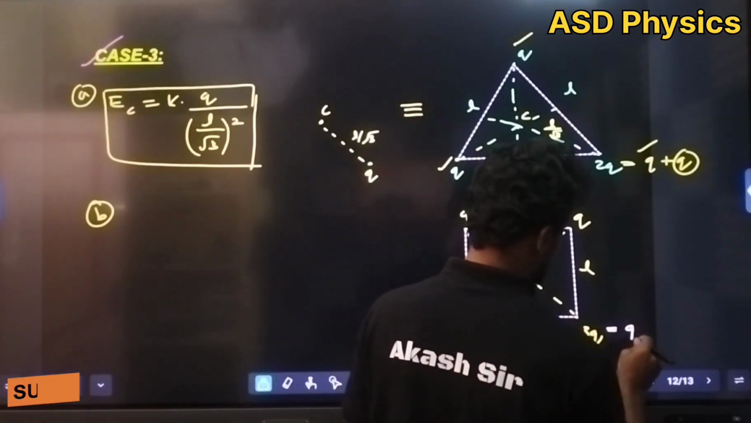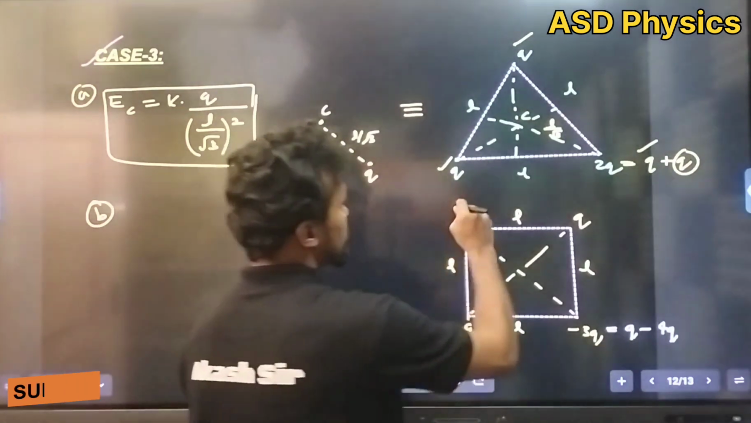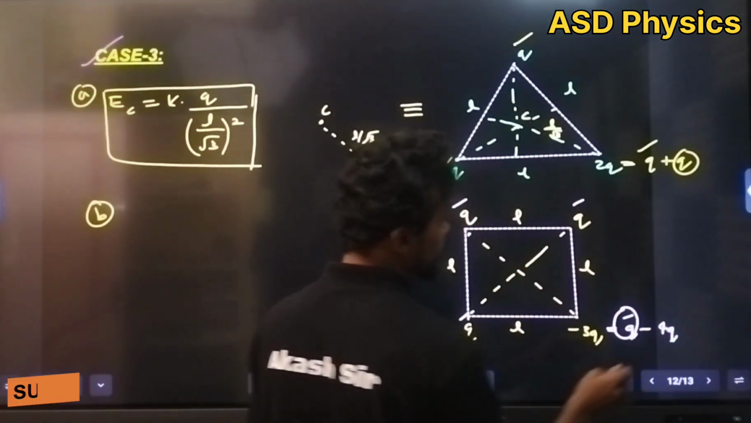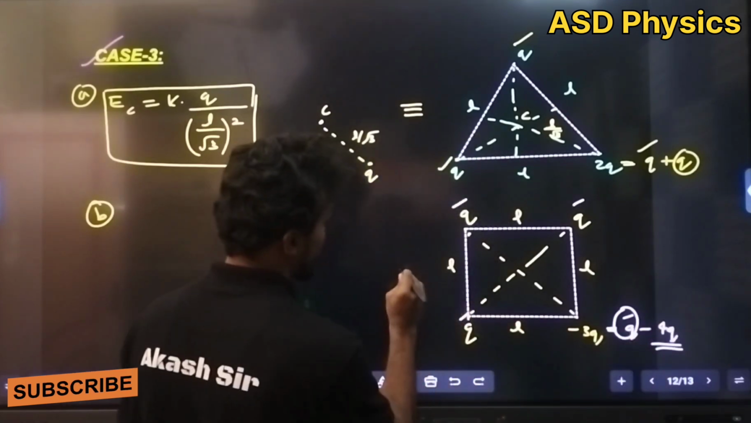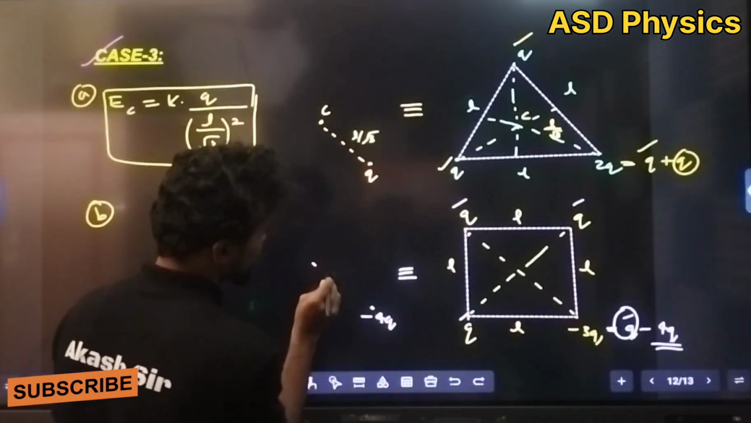This one we have to make it Q, then we'll write here Q minus 4Q. Is it? So again this Q, this Q, this Q and this Q, this all will be adjusted. Then what will be left here? Only minus 4Q left here. So let me draw here. Here this is minus 4Q, and again this diagonal.